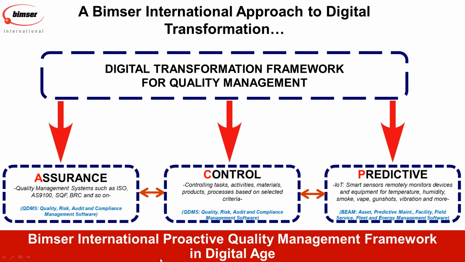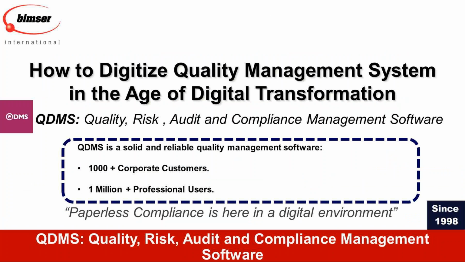And QDMS is ready to address all these pillars of this proactive quality management framework. So let's talk about QDMS a little bit. QDMS is a quality risk audit and compliance management software. We have been developing QDMS since 1998. We have more than 1,000 corporate customers and more than 1 million professional users. In essence, it helps companies comply with any quality management system digitally with no need of paper. So that is why it's an important tool, important software for quality management teams and companies as a whole to comply different quality management systems in a paperless work environment.